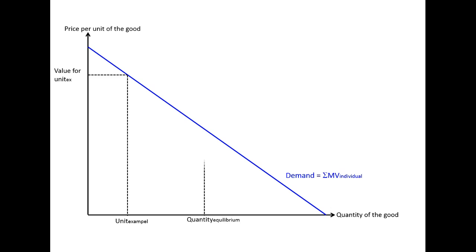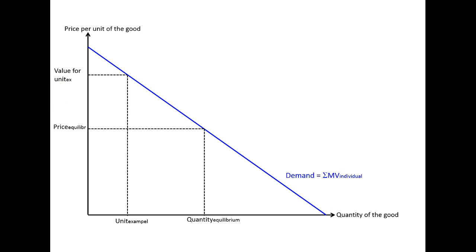And since marginal utility is diminishing, if we increase the quantity up to the equilibrium quantity, for instance, then the marginal value for that unit has to be lower than it was for the example unit. So the marginal value has gone down, which we see here. The equilibrium price is lower than the value for the example unit.